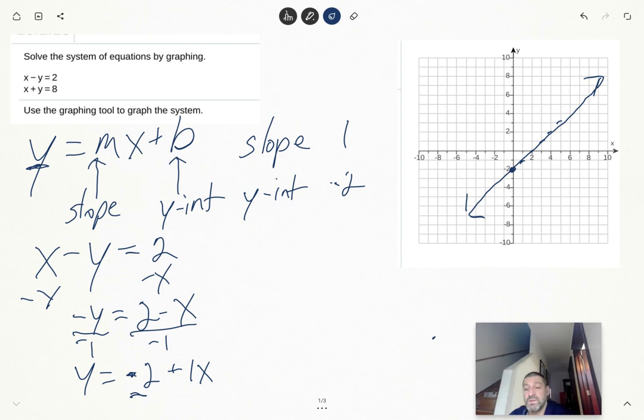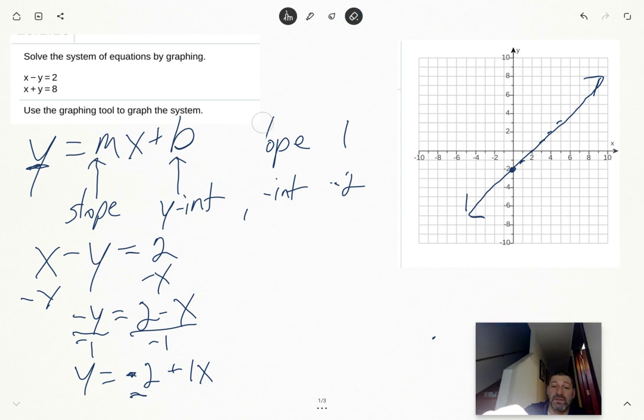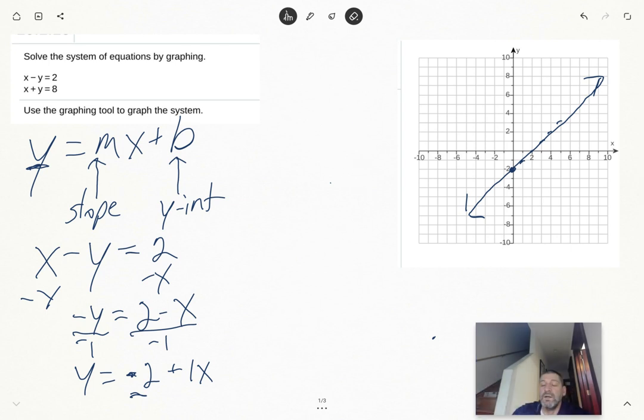All right, so that's one of the two equations that has been graphed. Graph the other one, and we're going to look at where they intersect. Okay, let's draw a line down the middle here.